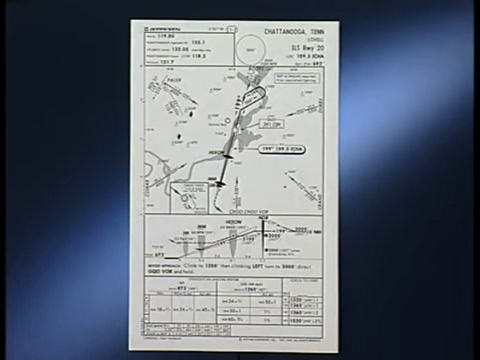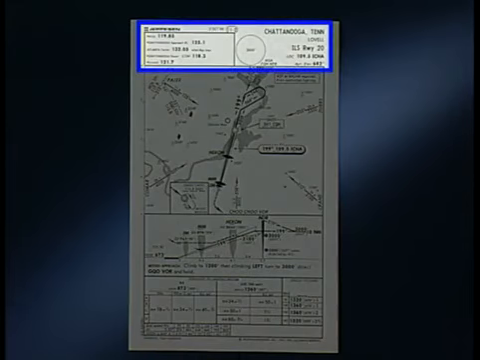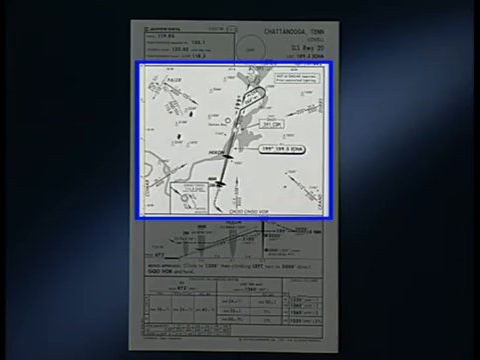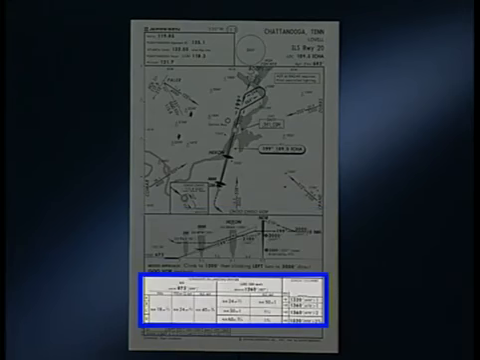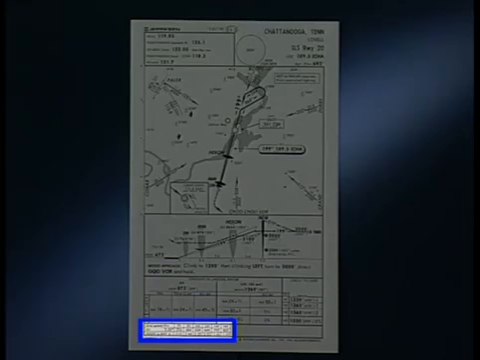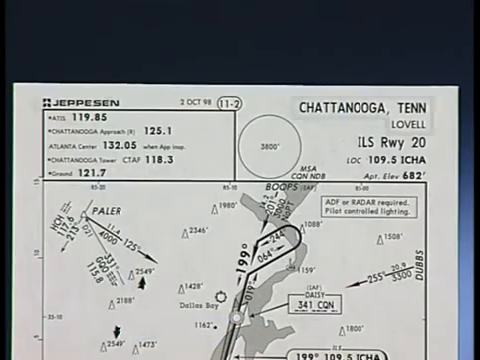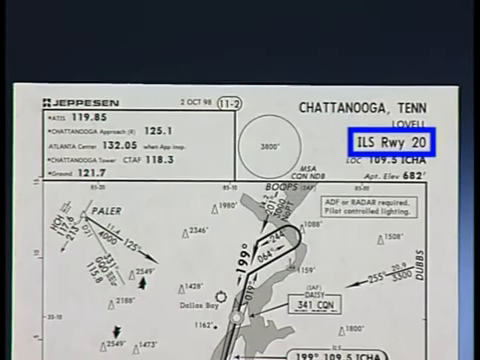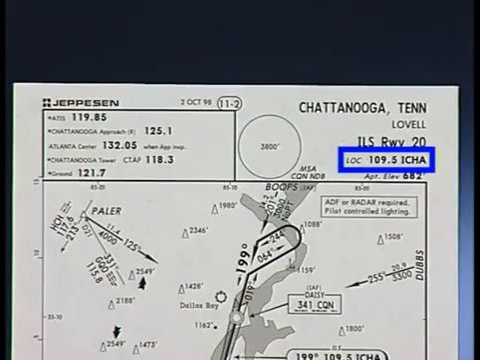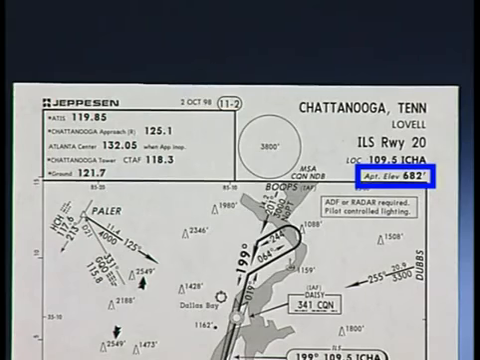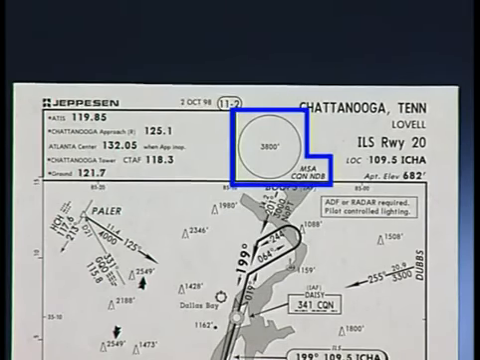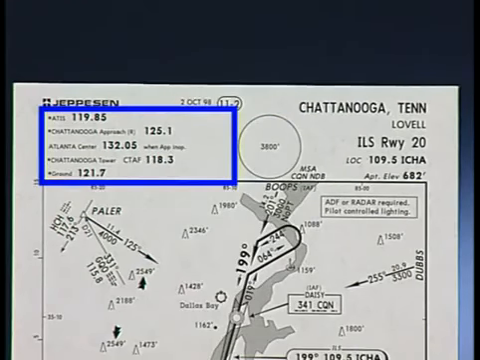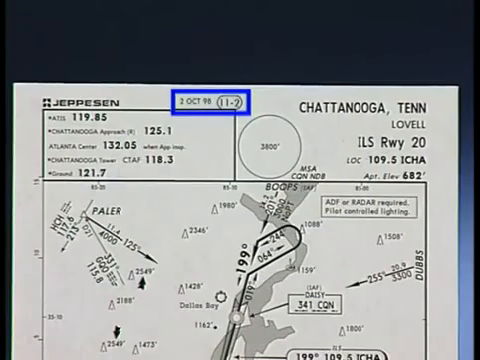The classic approach chart can be divided into 5 sections: the heading, plan view, profile view, landing minimums, and the conversion table. The heading section identifies the city, state, and airport name. The instrument approach procedure. The primary approach facility. Airport elevation. The minimum safe altitude information, or MSA. And communications frequencies in the order of use for arrival. The chart date, index number, and effective date, if appropriate, appear in the same location as on the briefing strip charts.